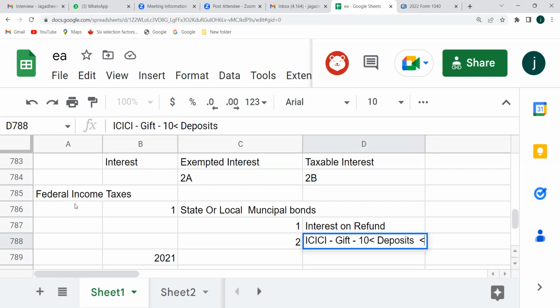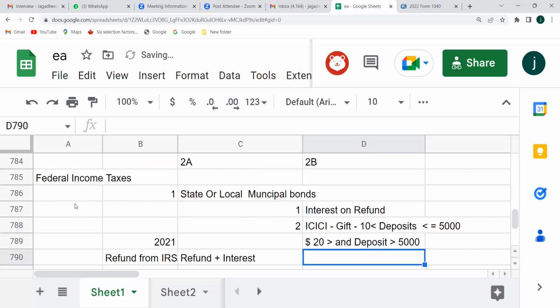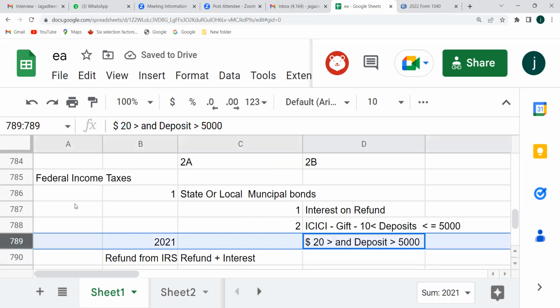The deposit should be less than or equal to $5,000, so then only it will be exempted. And the second point: if you are receiving any amount like a gift amount more than $20, and you are depositing more than $5,000, in this case we need to treat it as income only.